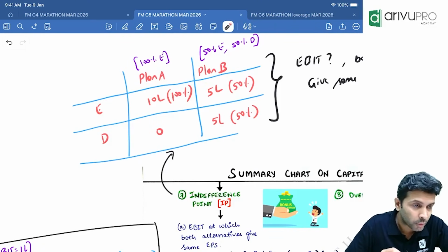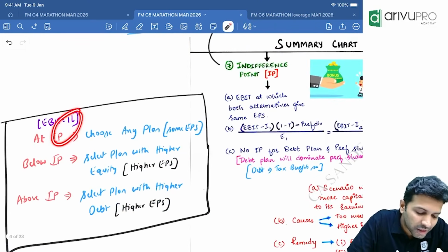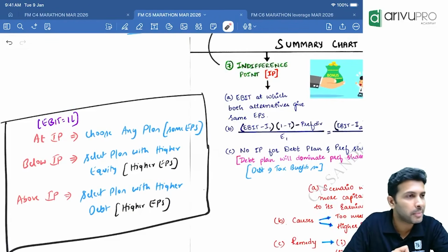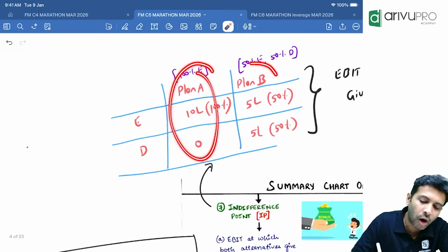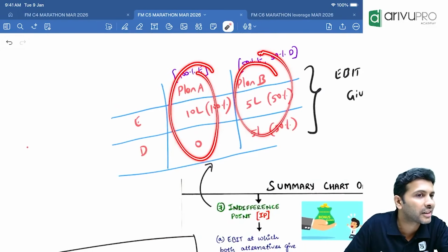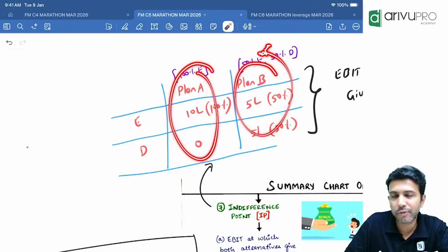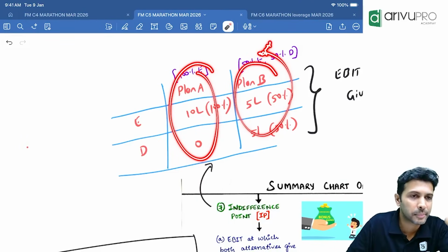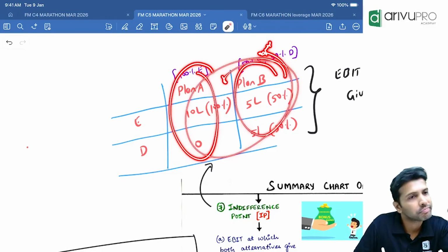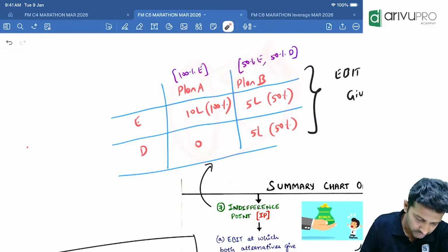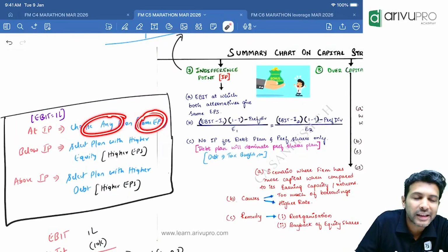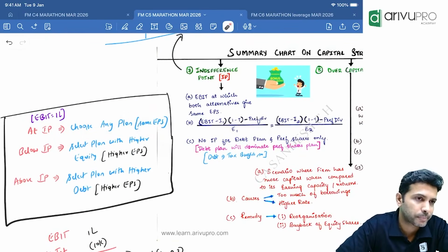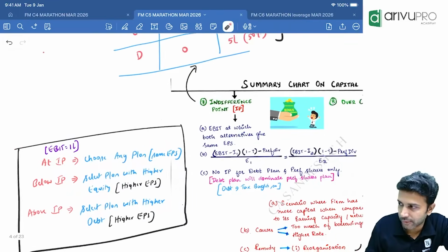At indifference point, what is my EBIT, sir? 1 lakh. So if my EBIT is 1 lakh, I can go for plan A or I can go for plan B. Doesn't matter, EPS will be same, because that is the very meaning of indifference point. At indifference point, both the plans will give you same EPS. That means which one can I choose? Anything. It will not make a difference. That's the first point. At indifference point, you can choose any plan, any which way will give you same EPS. Okay. Now here I have assumed, carefully read this.